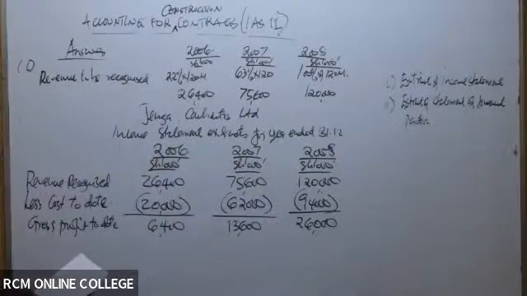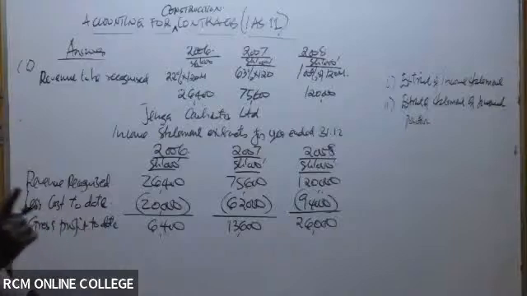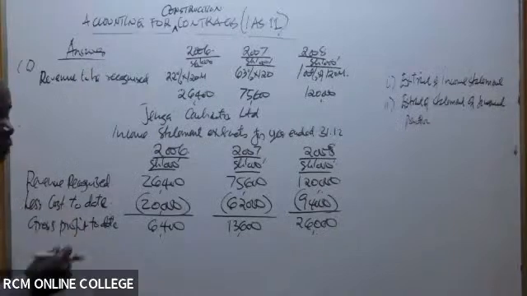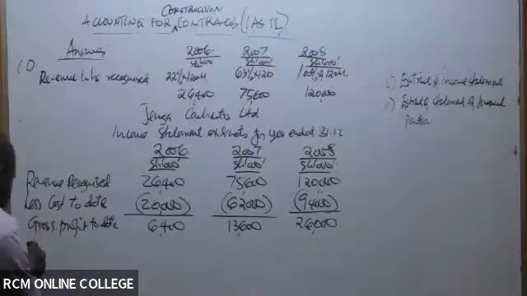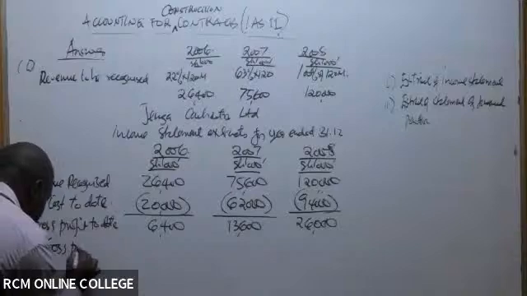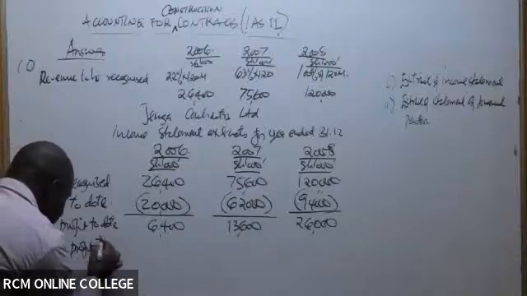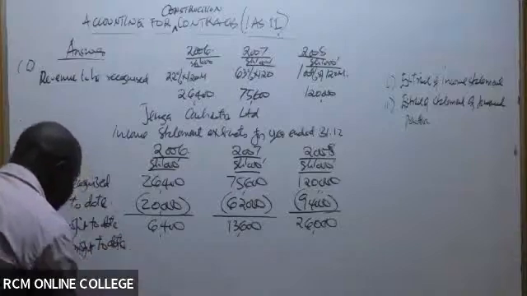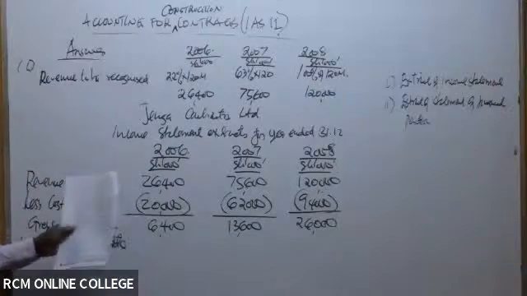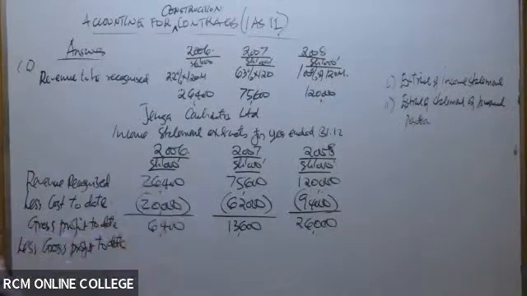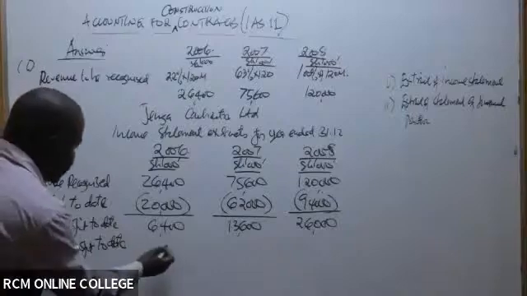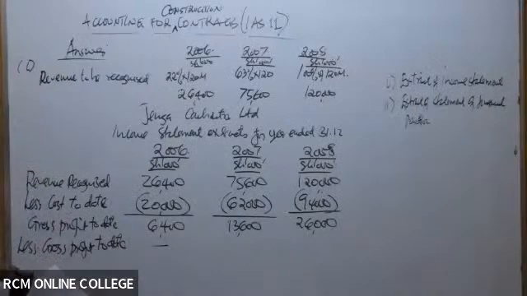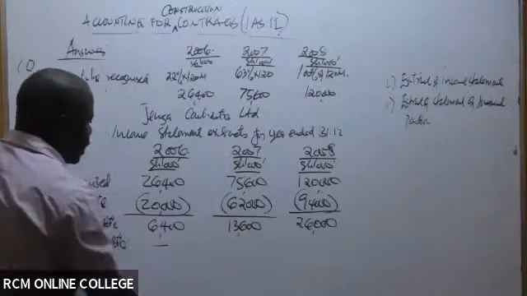Then tukasema, sasa hapo ndio ile nilikuwa nawaambia utaelewa tu tukifanya the example. Less gross profit to date. Unakumbuka ile nilikwambia utaielewa tu tukifanya example. Nikakwambia unachukua ya the previous year, unaipeleka the coming year. So hapa gross profit to date haitakuwa. Je, unafikiri ya 2007 itakuwa gani?